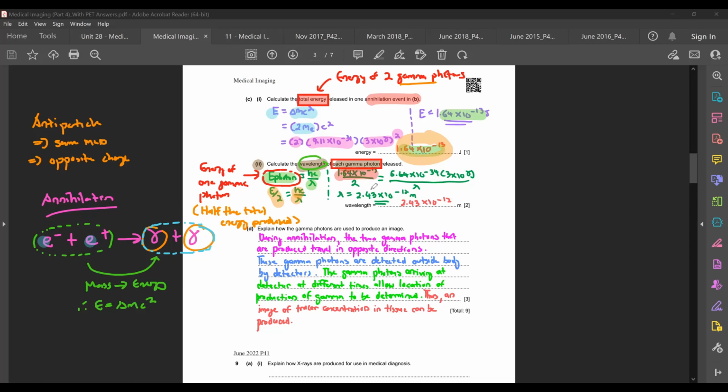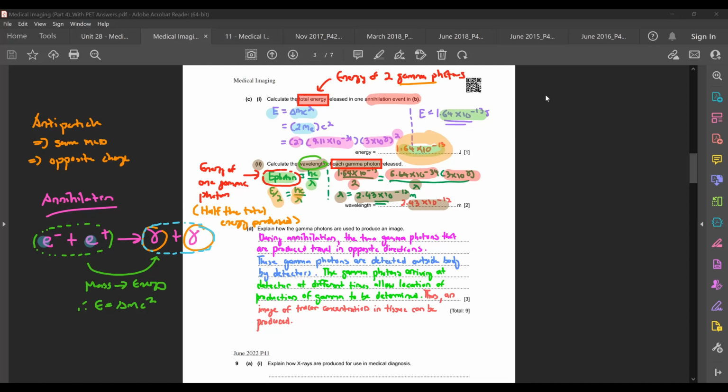So E is 1.64 times 10 power minus 13 divided by 2 equals Planck constant 6.64 times 10 power minus 34 times speed of light divided by your wavelength. Your wavelength is thus 2.43 times 10 power minus 12 meter. Okay, so this is for this question here.